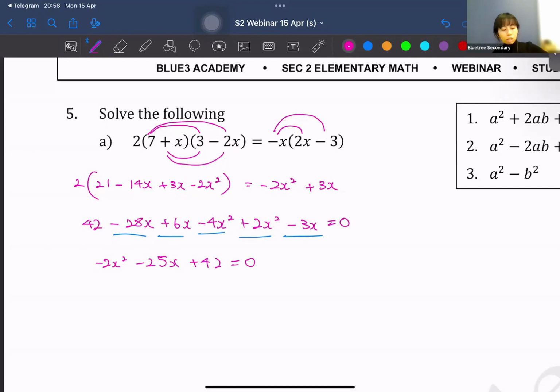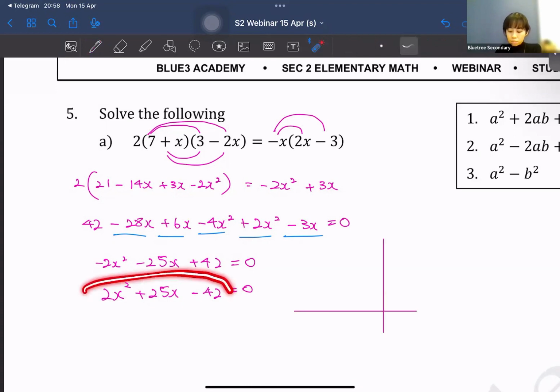And since you have 3 terms, you do your cross factorization to factorize this equation. What I like to do personally is I don't like to deal with a negative coefficient for my quadratic term. So I will tend to divide the entire equation by -1. So I'm just going to reverse all my signs, but this is just a personal preference. You can don't do this as well. And I'm going to do my cross factorization with this left-hand side.